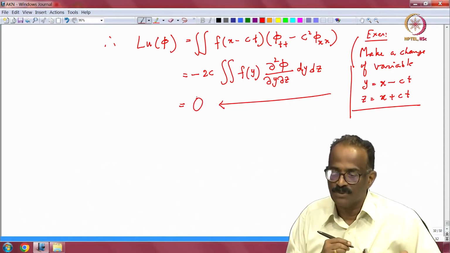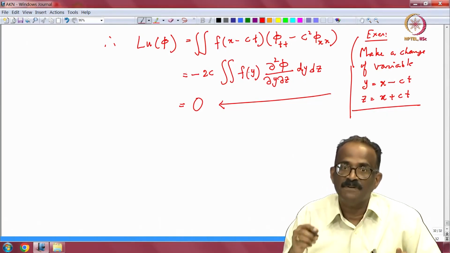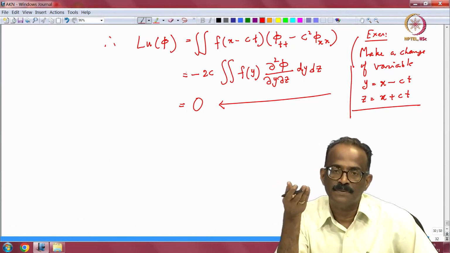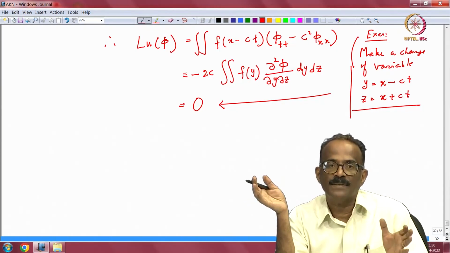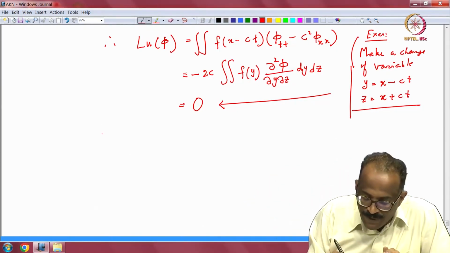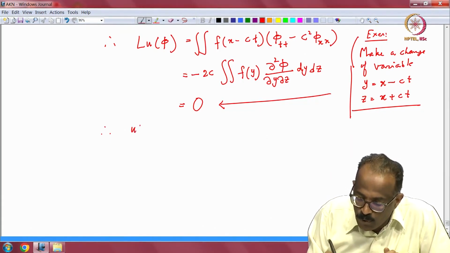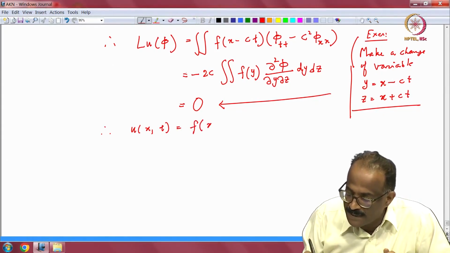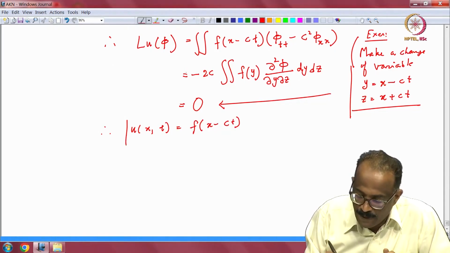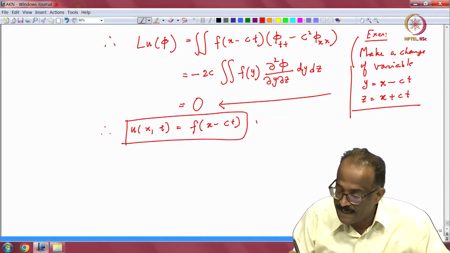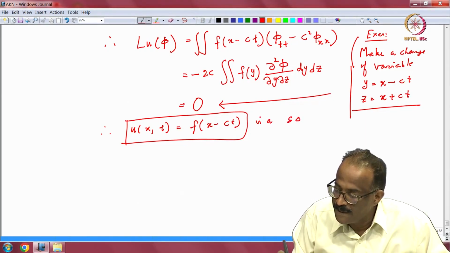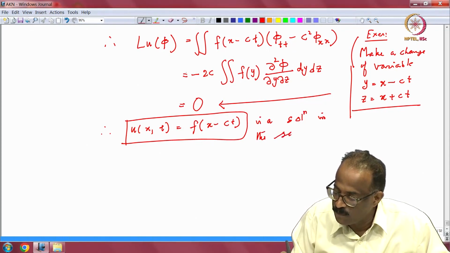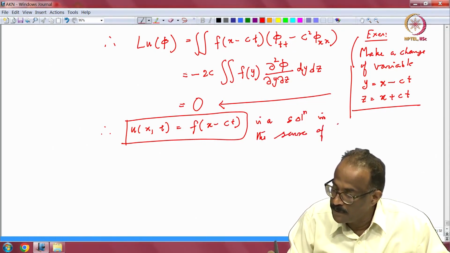That is not difficult to see, because this f is a function of y alone, and d square y by dz. So first you just integrate with respect to z, and phi has compact support, so you can show that. Therefore, what we have concluded is that u(x,t) equal to f of x minus ct is a solution in the sense of distribution.